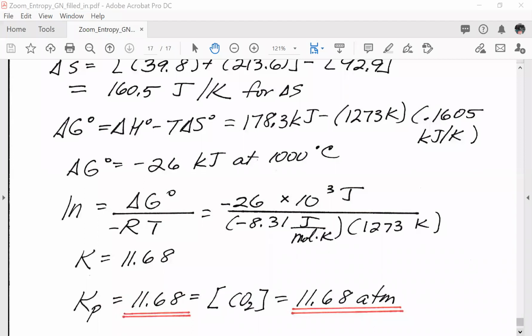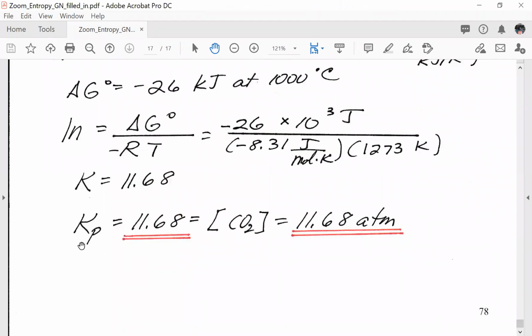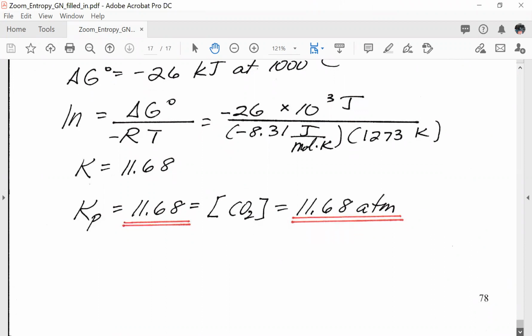Okay, the next part of the question asks for our KP. So this is K, it's our KP, same thing. We're just labeling it as KP. And then because of our expression for KP, our KP equals our concentration of CO2. And so our concentration of CO2, or actually pressure, is 11.68 atmospheres. And there you have it.